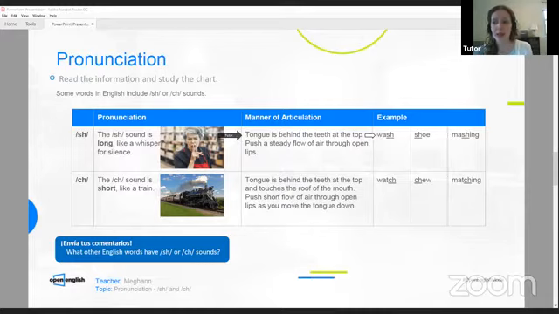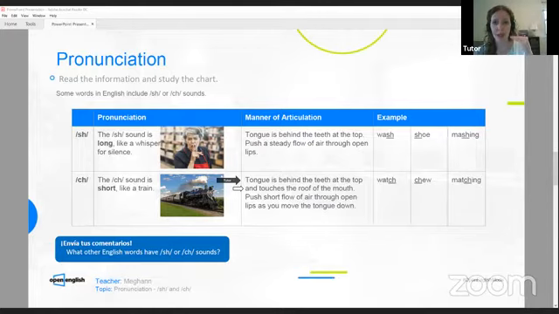Shh. Shh. Some example words in English are wash, shoe, and mashing. The CH sound is short, like a train. Ch, ch, ch, ch. This cannot be long. This is a short sound, breve, corto.